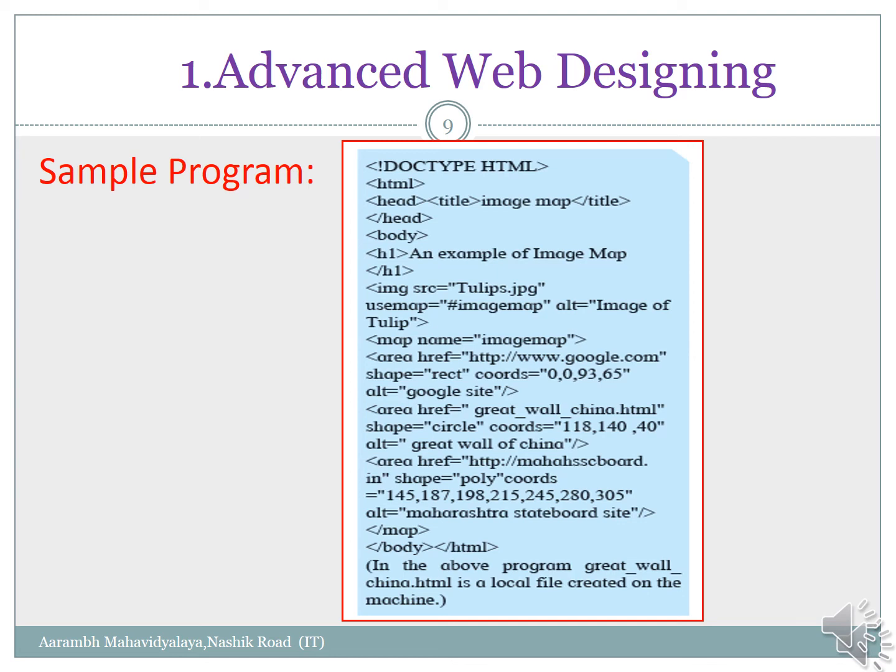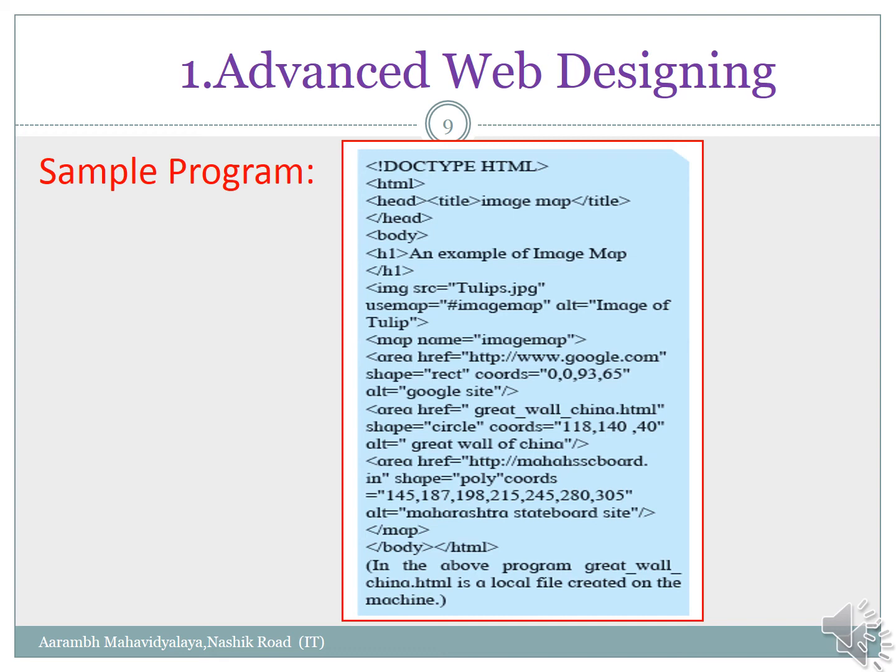Here I have taken tulips.jpg as the image, and on that image we have to specify the coordinates, and to correlate those coordinates with the image we have to use the usemap attribute. The main purpose of usemap is internal page linking, and for that a hash is used with usemap. Here in our program I have used #imagemap. After that I have given the alternate name to the image as image of tulip.